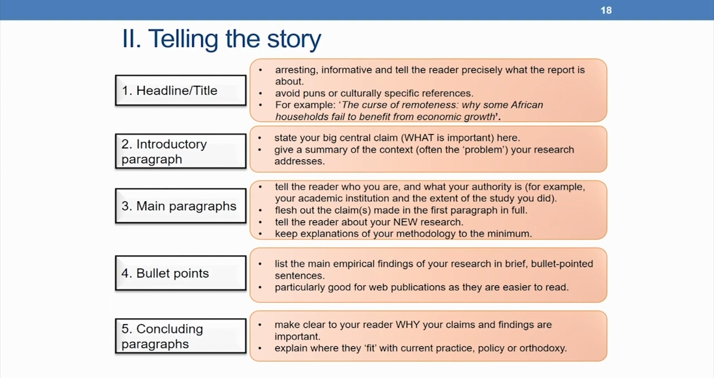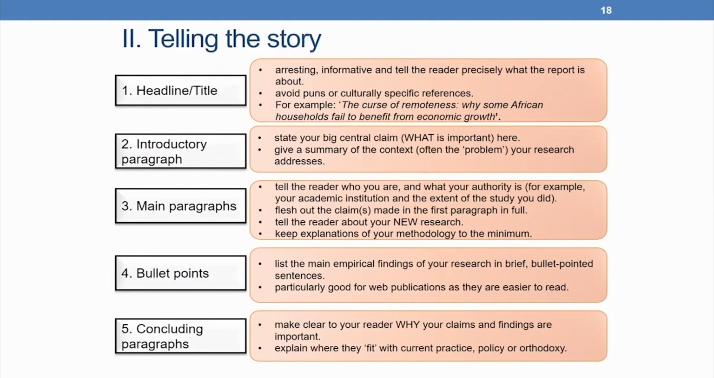We cannot have a very long title putting all of what is required into the title and then not promising a lot to come in the report and not having enough material for what the title has suggested. So, it should be arresting, informative, and tell the reader precisely what the report is about. A title should always avoid puns or culturally specific references. A title should always appeal to the general audience. The general audience should be able to make sense of what the report is trying to convey. For example, the curse of remoteness, why some African households fail to benefit from economic growth. This is a very appropriate title.